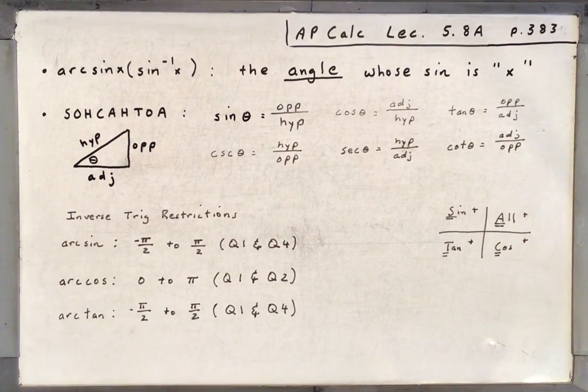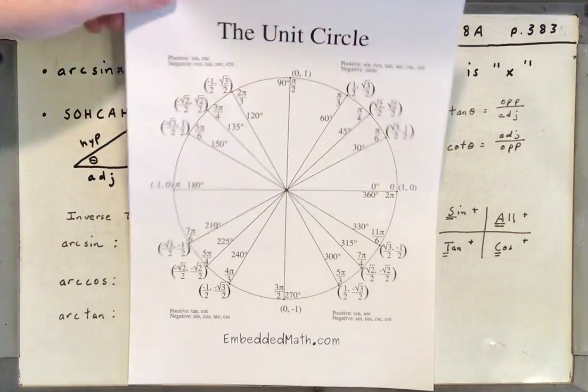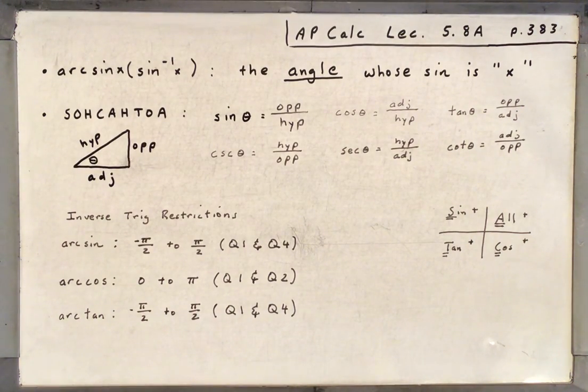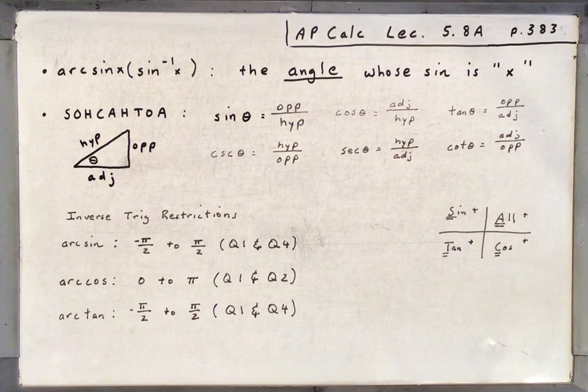Okay, this is AP Calculus Lecture 5.8a. In this lecture, you will want to have your unit circle handy. And this lecture really doesn't involve any calculus. We're just going to review some trigonometric concepts from pre-calculus. And we'll be on page 383 in your book.